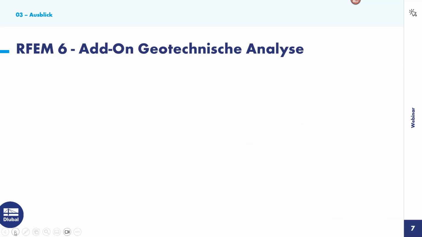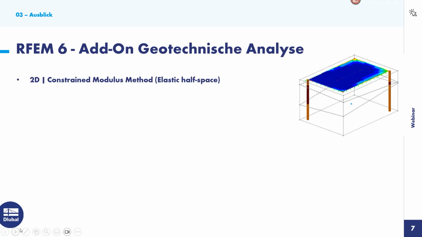So what are the next steps for us? We are now in the last steps of the 2D constraint modulus method or elastic half-space method as an option for the consideration of the soil. This means that if this option is used, it wouldn't be the full 3D finite element analysis for the soil. There the soil would be considered as surface support, where the support coefficients are calculated in an iterative process with consideration of soil-structure interaction.